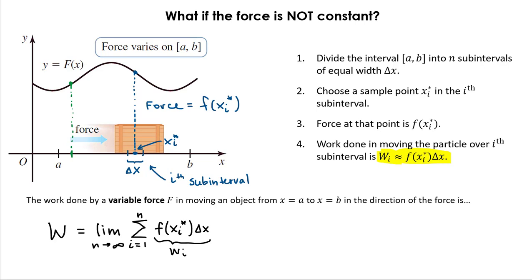But do you recognize this limit? The limit of the Riemann sum? Most likely you do. And that is exactly the definition of the proper integral. The integral from a to b of the force function f of x, and then of course instead of delta x, I'm going to put dx. So that's going to be the way for us to compute the work done by a variable force in moving the object from A to B in the direction of the force.